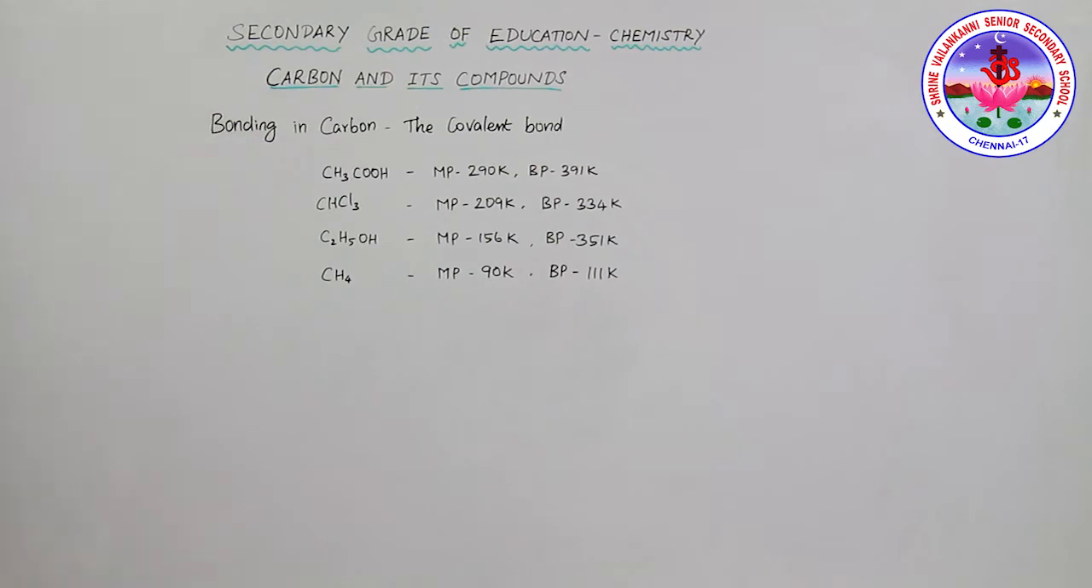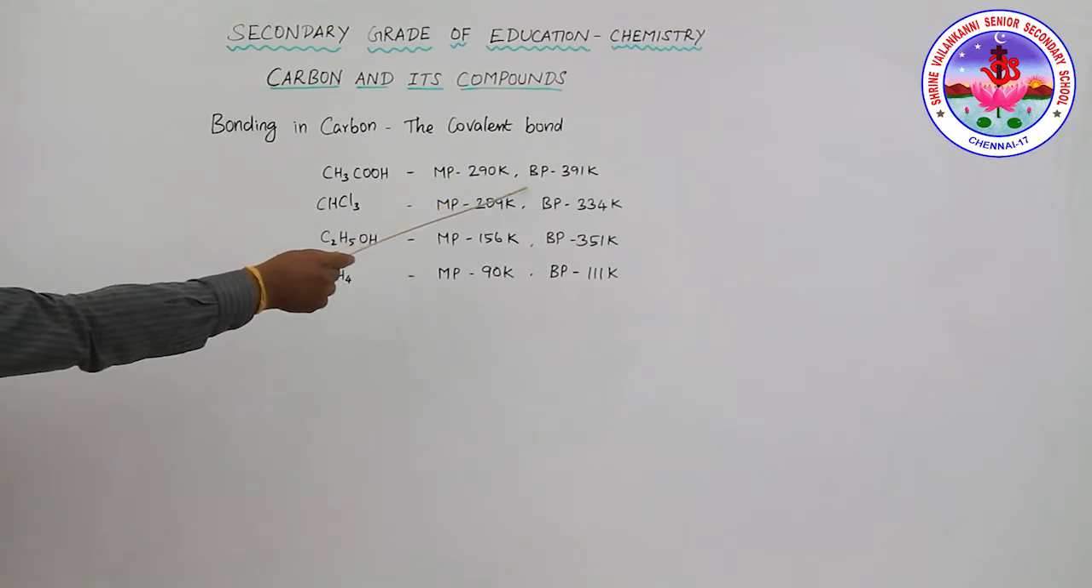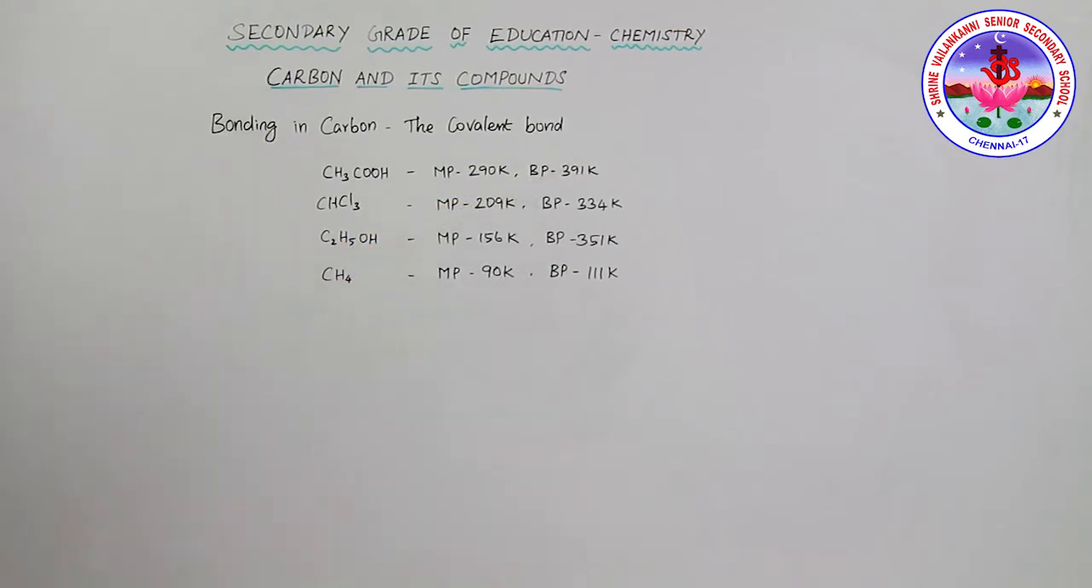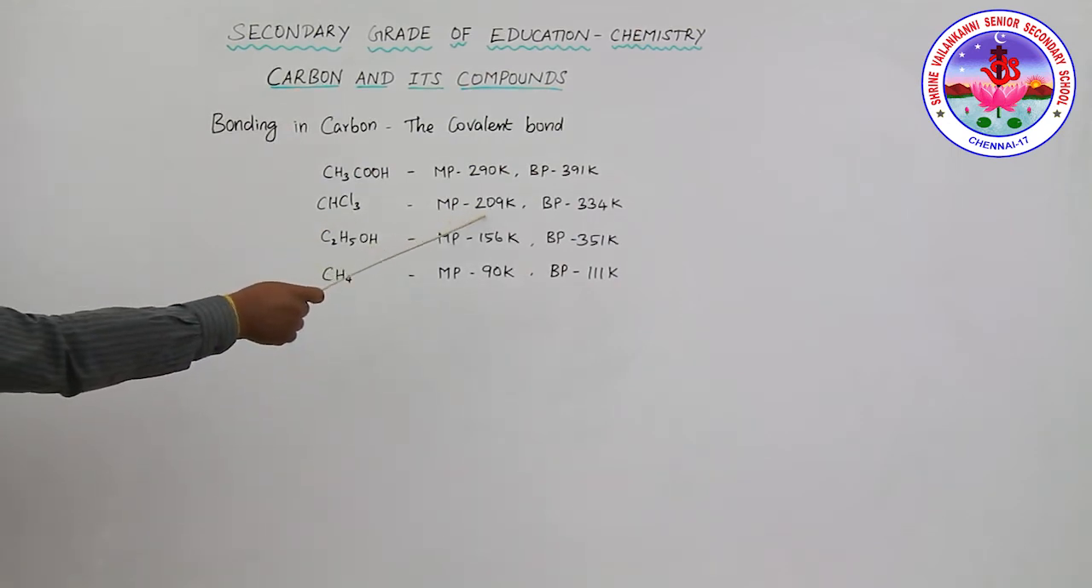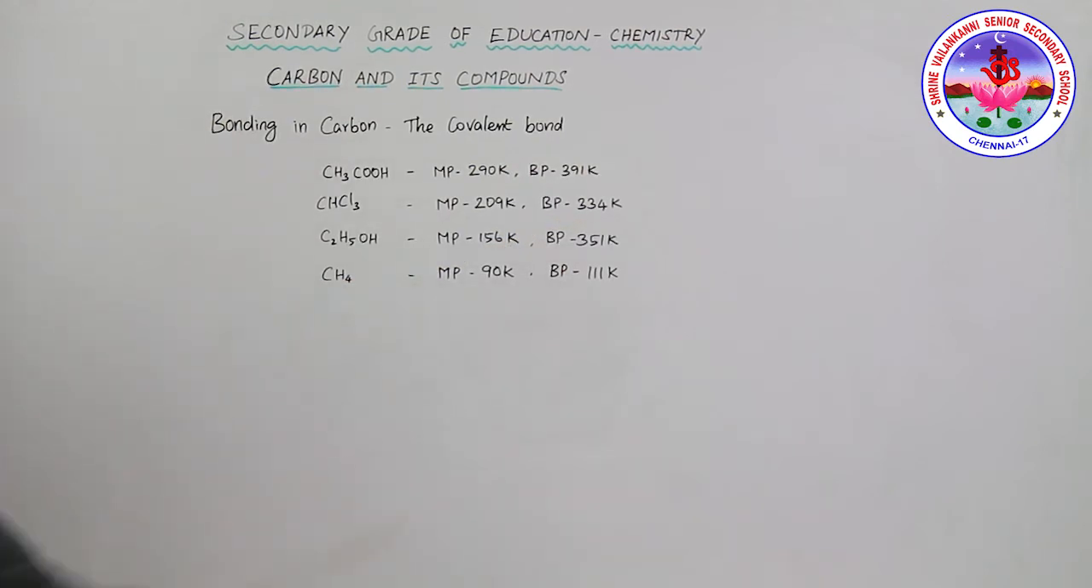In carbon compounds, many of these properties are not ionic in nature, so usually they are poor at conducting electricity. See, a few examples are written here. Acetic acid has a melting point of 290 Kelvin and a boiling point of 391 Kelvin. Chloroform has a melting point of 209 Kelvin and a boiling point of 334 Kelvin.